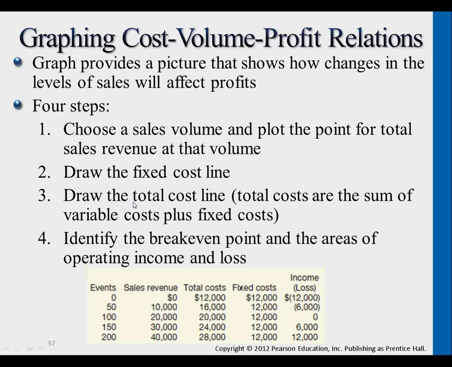Now we're going to draw the total cost line. That's a sum of variable costs and fixed costs. So what am I going to do here? I'm going to first look at what my variable costs and fixed costs are and figure out where it is going to start. That's going back to last class. Okay? So we said that at 200 events and $80 per event, we have a variable cost of 16,000. Right?